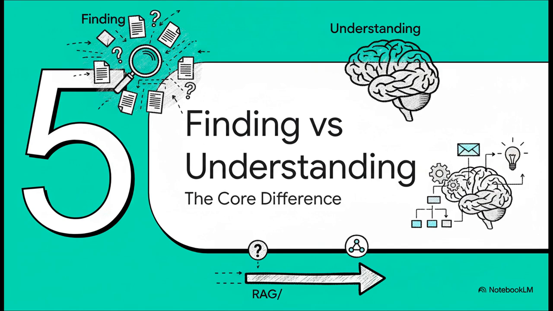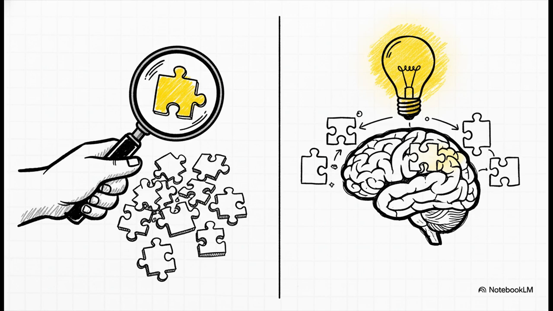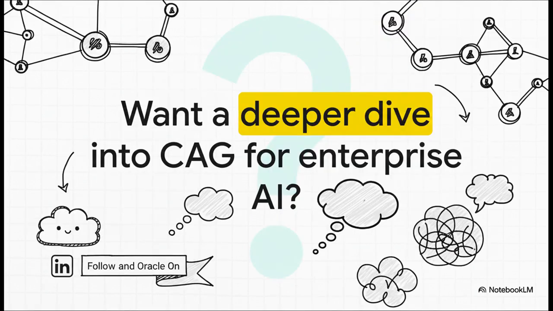So after all that, if you're going to remember just one thing from this whole explainer, let it be this. It all boils down to a really simple but profound difference between these two technologies. That's it. It's that simple. RAG is a master at finding the right piece of information. CAG is a master at understanding what all those pieces of information actually mean when you put them all together. One gives you data, the other gives you intelligence. You know, this evolution from just finding to understanding is really what's driving the next huge wave of enterprise AI.